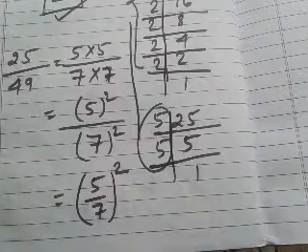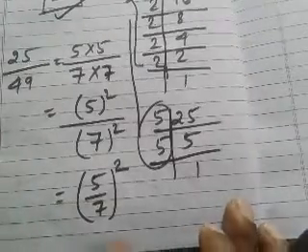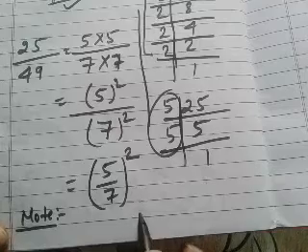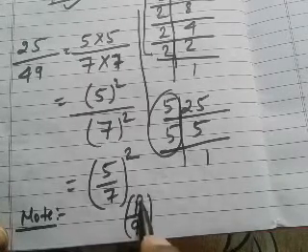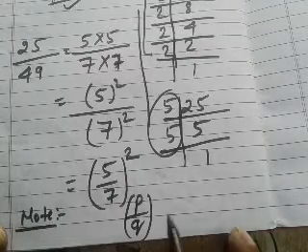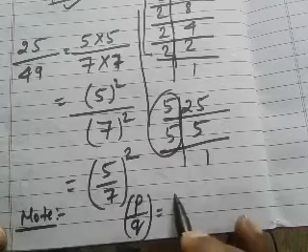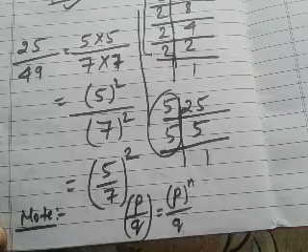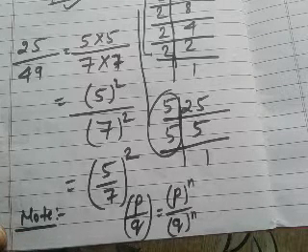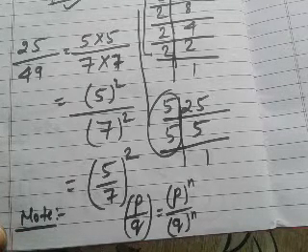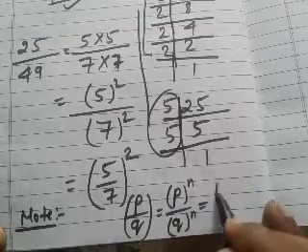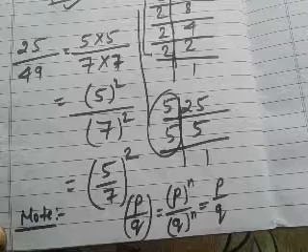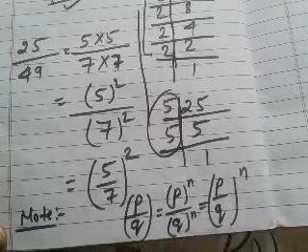So from this question we can note a point that if a number is written as p upon q, meaning in the form of numerator and denominator, and the power of p is n and the power of q is also n, then we can write this number as p upon q to the power n as a whole.